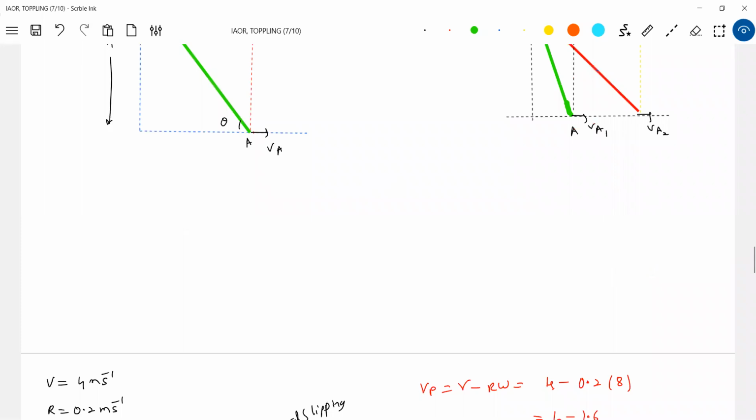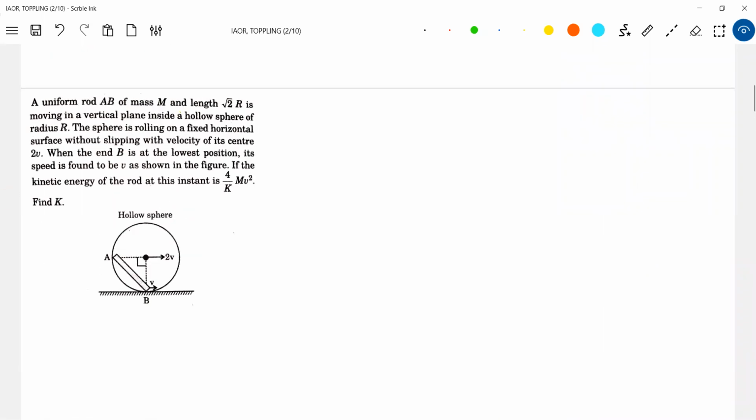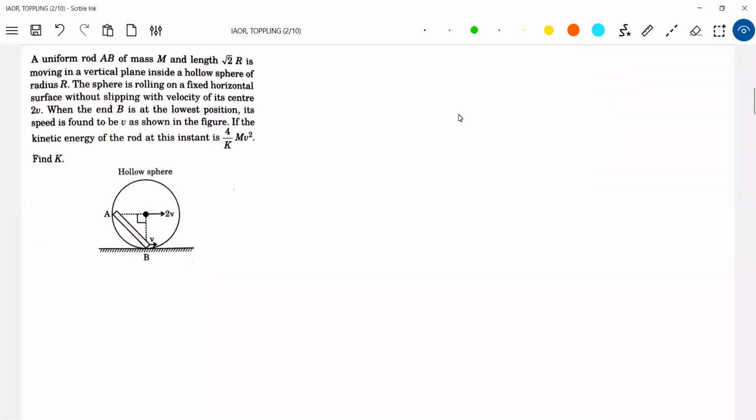I'll go back to the numerical. Okay, let's see how you deal with this question. There's a hollow space, it's not having any mass. Inside that, a rod is kept, mass 1 and length root 2r. He's asking what is the kinetic energy of the rod at this instant.